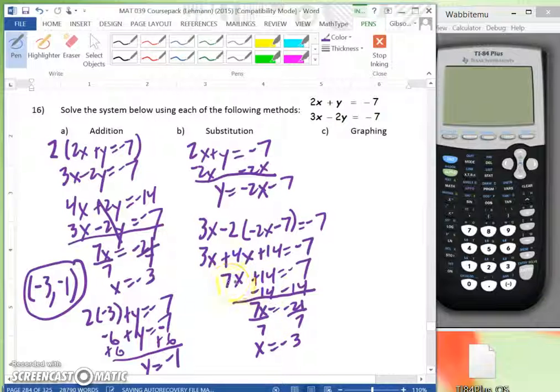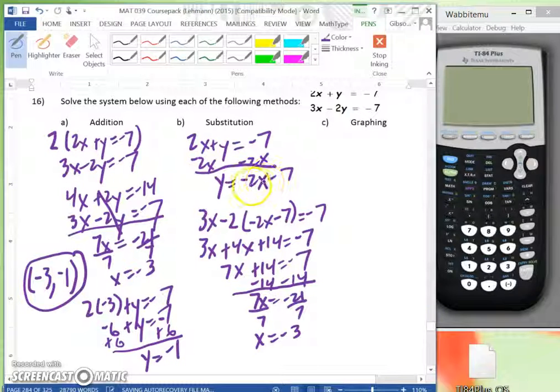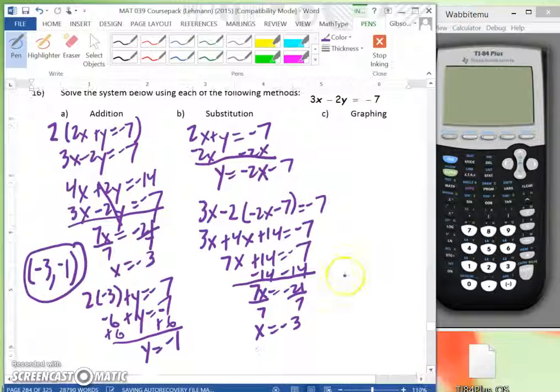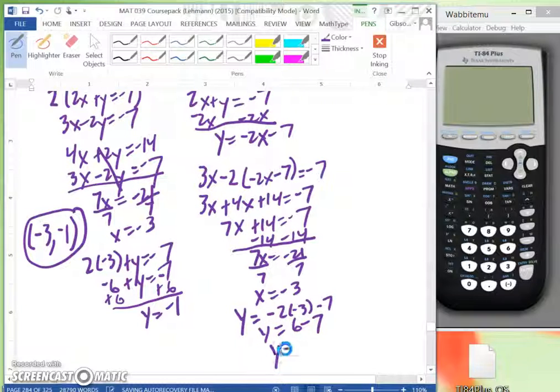So now, we got our x is negative 3. So we could go to one of these two original equations, or we could go to the equation that we got the variable by itself and substitute in negative 3. I think I will go to the equation that we got the variable by itself and substitute in this negative 3. So it'll be y equals negative 2 times negative 3 minus 7. So it'll be y equals 6 minus 7. And we know 6 minus 7 will give us negative 1. So it still gives us the ordered pair negative 3, negative 1, even though we used a different method.